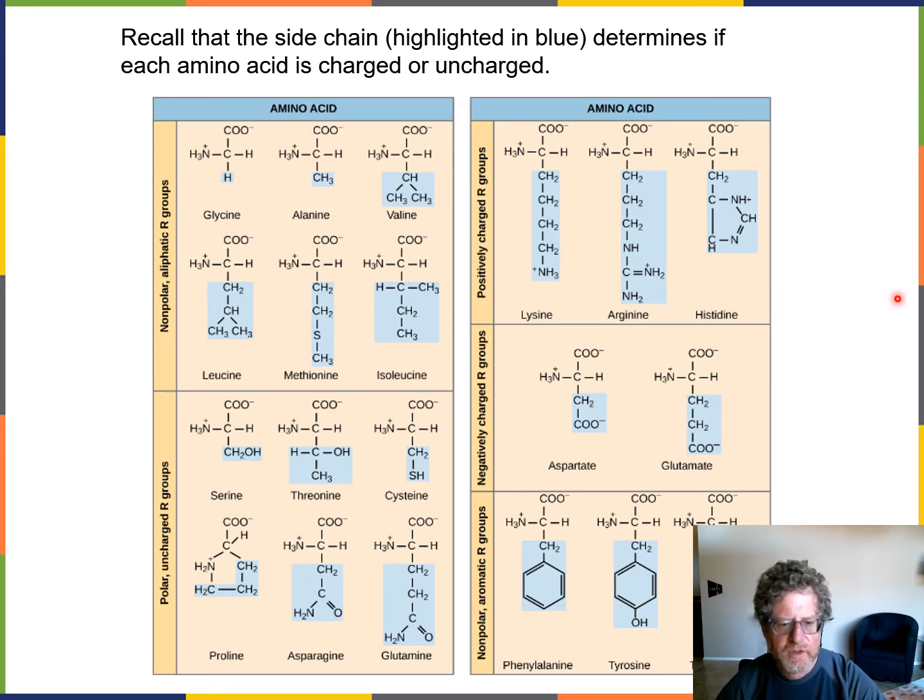And so just dividing them up by the side chain charges. So some side chains are uncharged, nonpolar. Some are partially charged, so these are called polar. And some have complete charges. So here are negatively charged ones, and here are positively charged ones, and here are some more nonpolar ones.